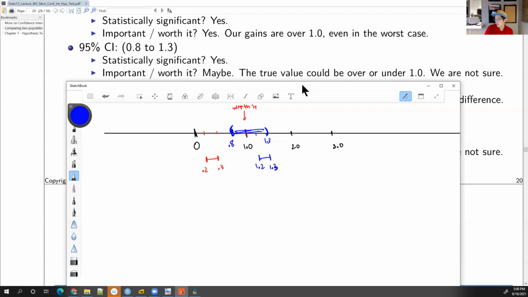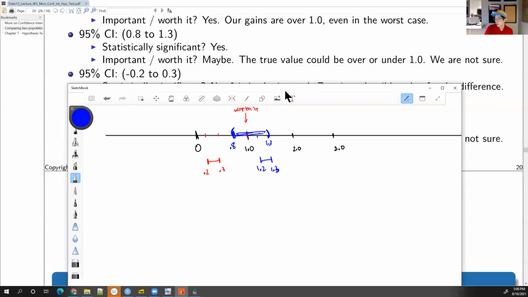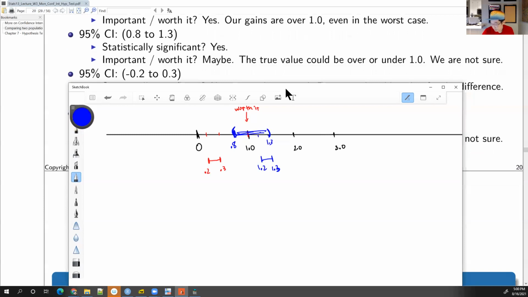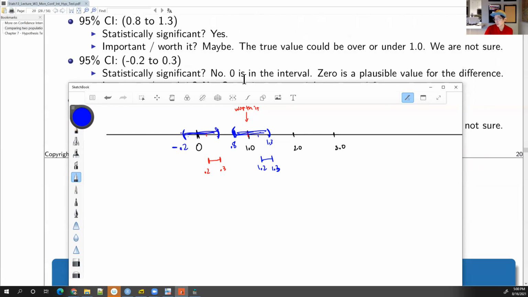All right, so other results we can end up seeing, we could end up getting something that's not significant. Right? So you get something like going from negative 0.2 to positive 0.3, all right? So here, it's not statistically significant. 0 is in the interval. So it could be that using this particular fertilizer doesn't improve crop yields at all, right? Maybe it improves it as much as 0.3. Maybe it actually worsens crop yield. It actually makes it worse. You get 0.2 less. So that's possible, okay? 0 is a plausible value for the difference, okay?